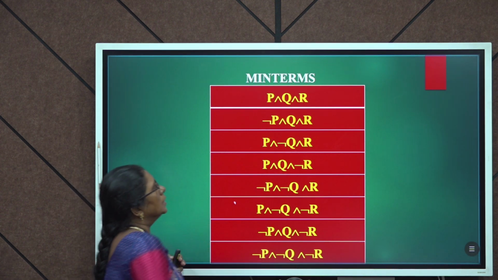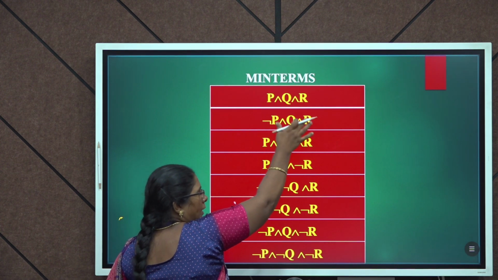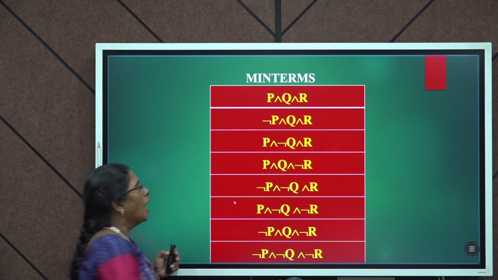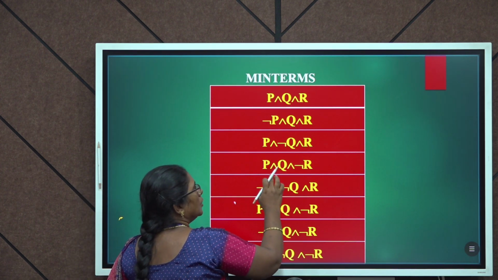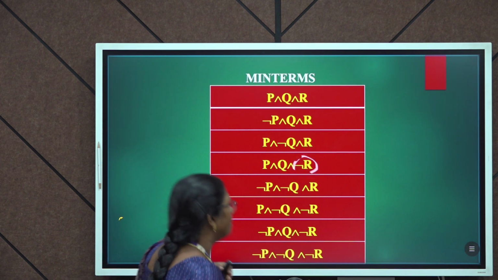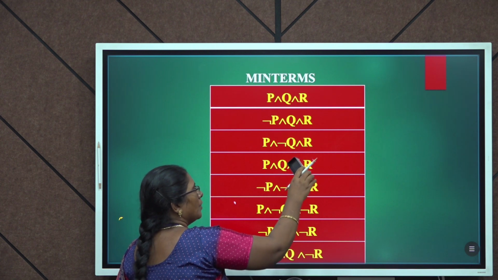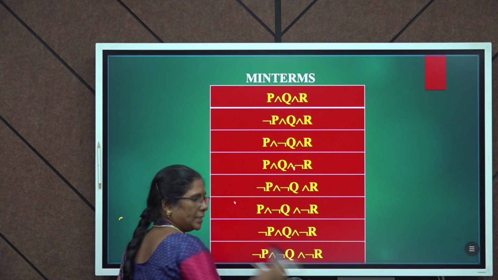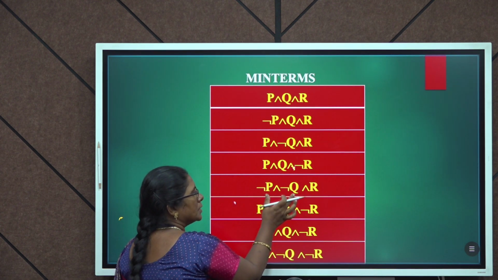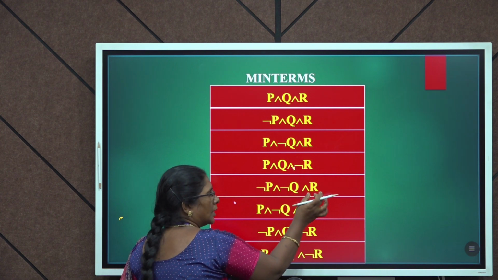In the second minterm, you can notice that the first variable alone has negation. Got it, guys? Next, in the third minterm, the second variable alone has negation, and in the next minterm, the third variable alone has negation. So far we have considered only one variable. Hereafter we have to consider 2 variables. The first 2 variables have negation, the third variable does not contain negation.